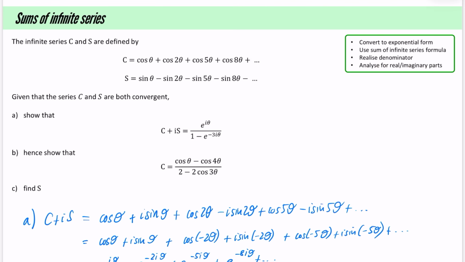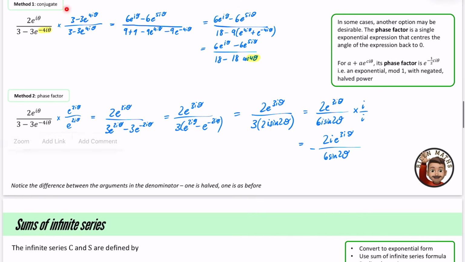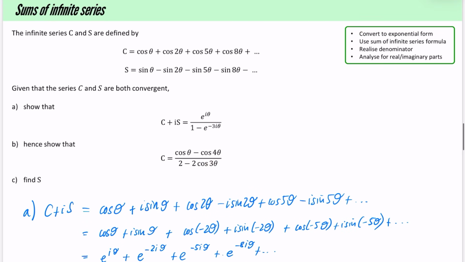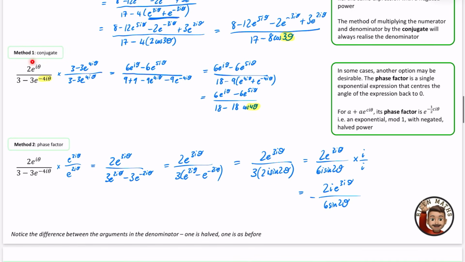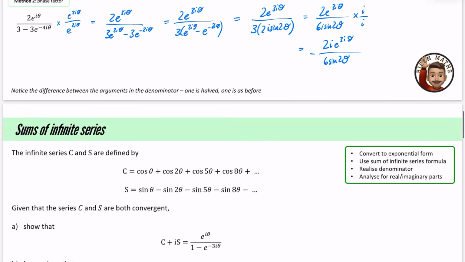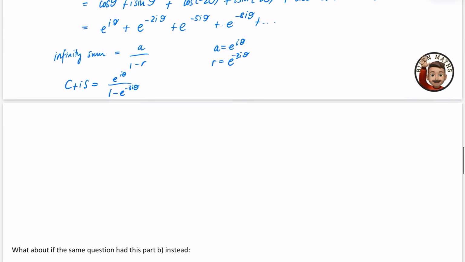Now we have a choice because there is a 1 and a 1 here, meaning we can either do the conjugate or the phase factor. But look at the angle that we're aiming for in the question. There is a 3 theta here and there is a minus 3 theta here. That just seems like we're going to do the classic easy one of the conjugate, and we'll just go from there. Okay, so we're going to multiply by the conjugate for this.